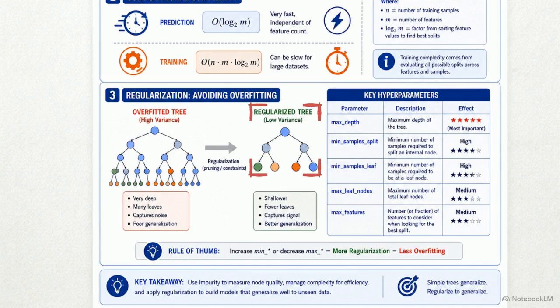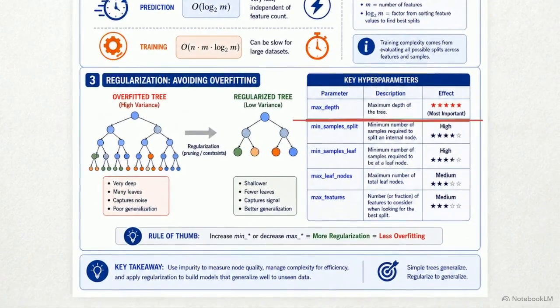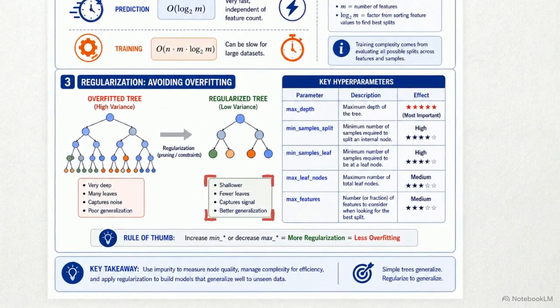By setting strict parameters before training begins, like capping the maximum depth of the tree or requiring a minimum number of samples in a leaf, we force the tree to stop growing before it learns the noise.